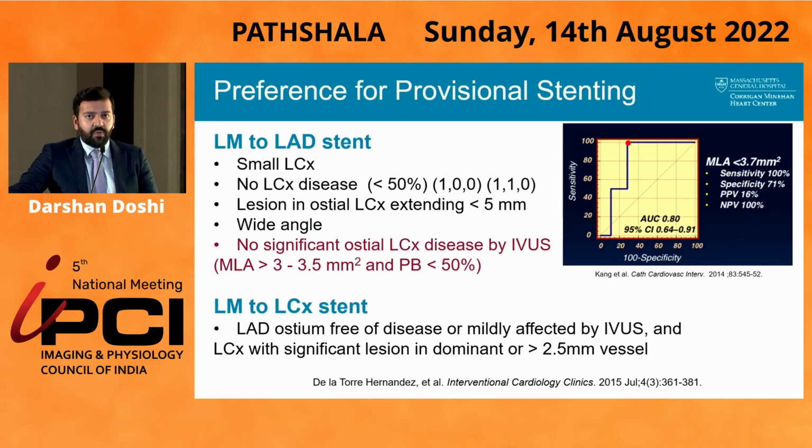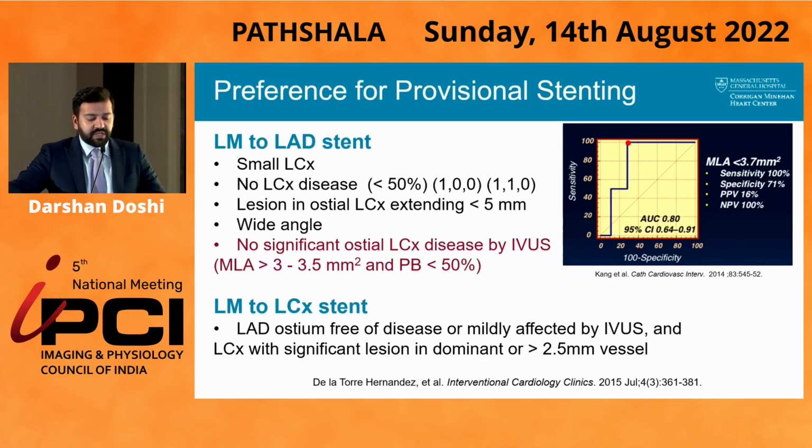If there's a very wide angle, which may make stent delivery and optimization a problem, then you may want to consider a provisional strategy. And if you have no significant ostial circ disease by IVUS, and by that, if you have an MLA that's greater than 3 to 3.5 and a plaque burden less than 50%, then you don't potentially have to treat.